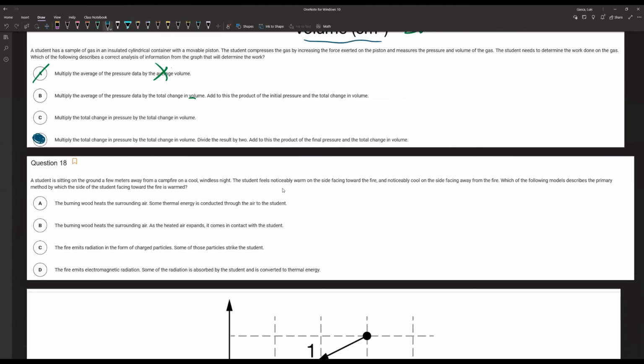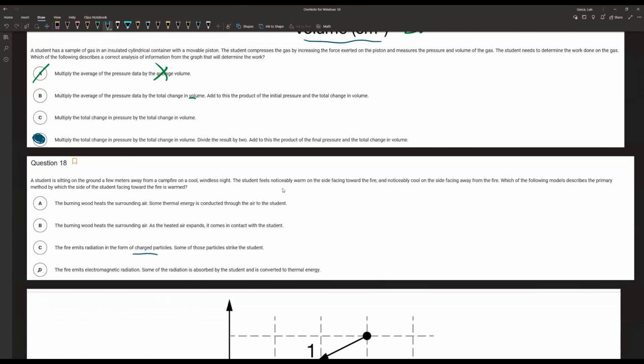So let's see here. The burning wood heats the surrounding air. Some thermal energy is conducted through the air to the student. The burning wood heats the surrounding air. As the heat expands, it comes in contact with the student. The student emits radiation in the form of charged particles. Some of those particles strike the student. Charged particles. The fire emits electromagnetic radiation. Some of the radiation is absorbed by the student, converted to thermal energy.